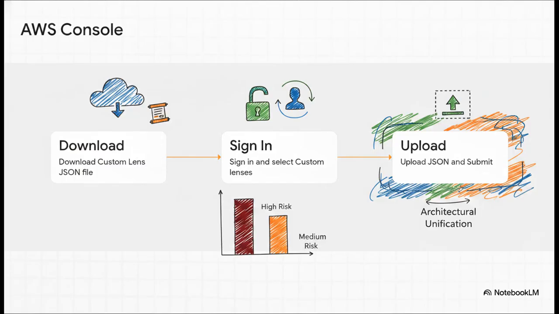Method number 1 is the traditional route, the AWS well-architected tool console. You just grab the custom lens JSON file, sign into your AWS console, select custom lenses, and upload the JSON. What's fantastic about this is that it generates a highly structured improvement plan, giving every best practice a high-risk or medium-risk rating, so your stakeholders know exactly what needs fixing first.